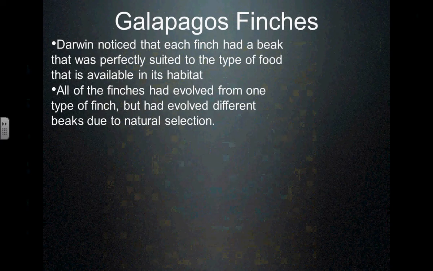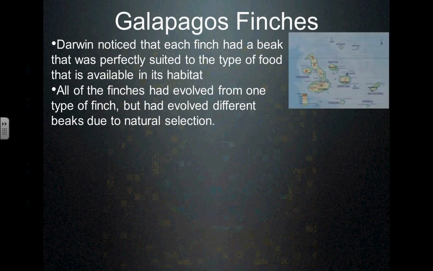All right, so let's talk about another example. Charles Darwin, we saw the video that told a little bit about what he did. He traveled around the world on a ship called the Beagle and collected specimens everywhere he stopped. He eventually brought them home and started to study them.